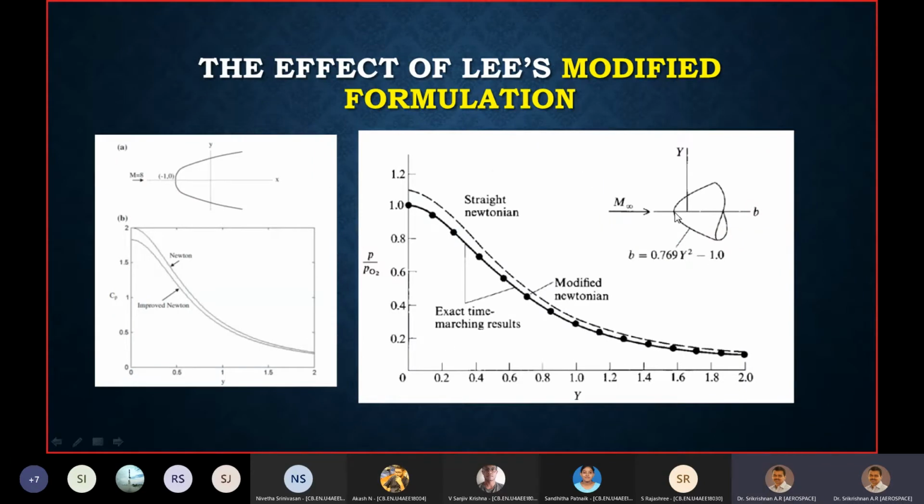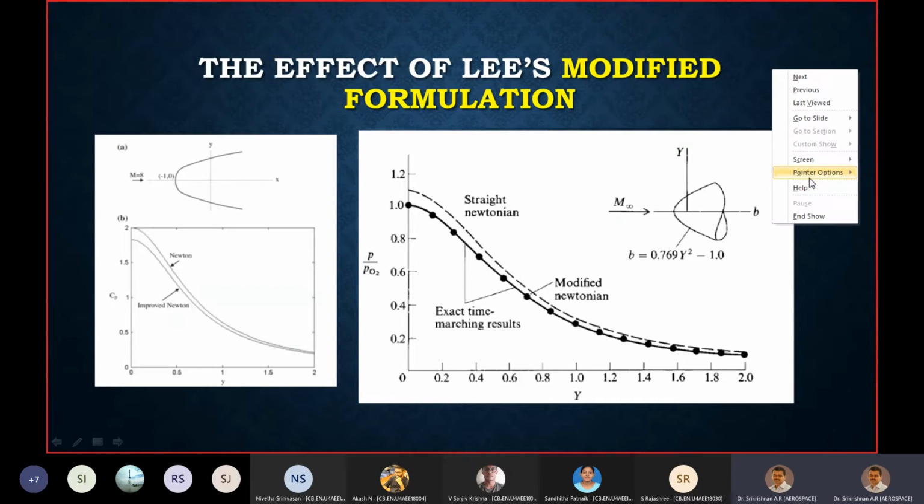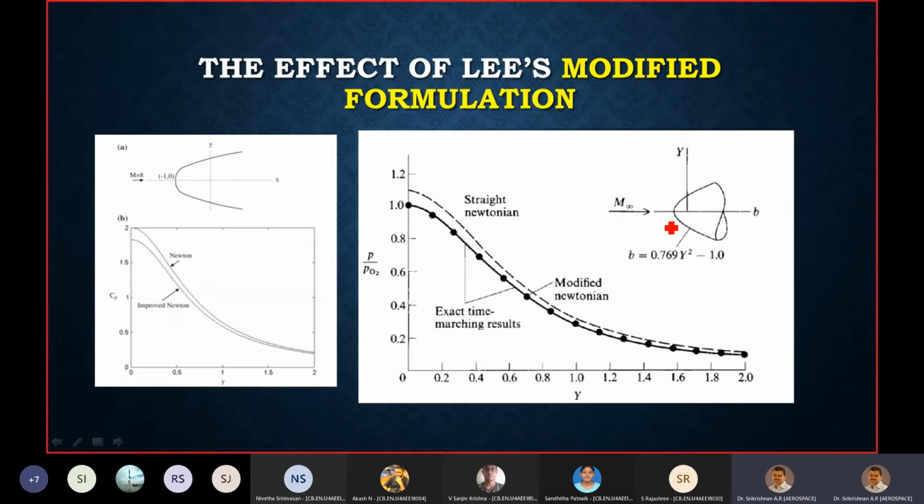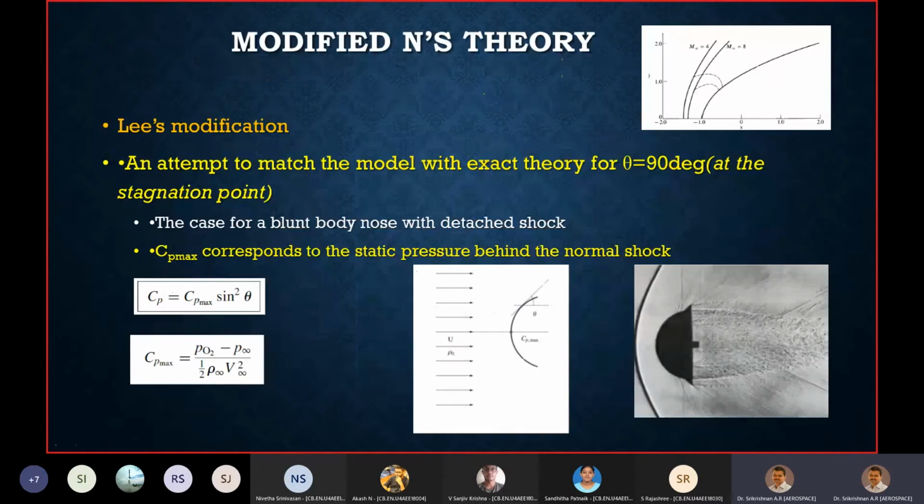My intention now is just to show this body here, that blunt shaped body, in which you will expect a normal shock, a bow shock here. Now let's talk about this point. That is the point just downstream of the shock, downstream of the normal shock region. Now let's talk about how the Newton's formulation is for Cp.